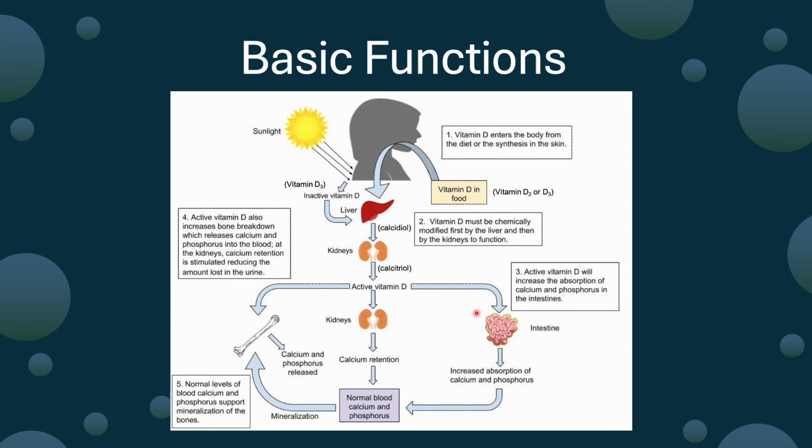Now in the intestines, that sort of third main organ that vitamin D interacts with, it's going to increase absorption of calcium and phosphorus. So again, we're going to be obtaining calcium and phosphorus from our diet as well. And in the intestines, particularly the small intestine, vitamin D is going to increase the absorption of those two molecules so that we get more in our bloodstream.